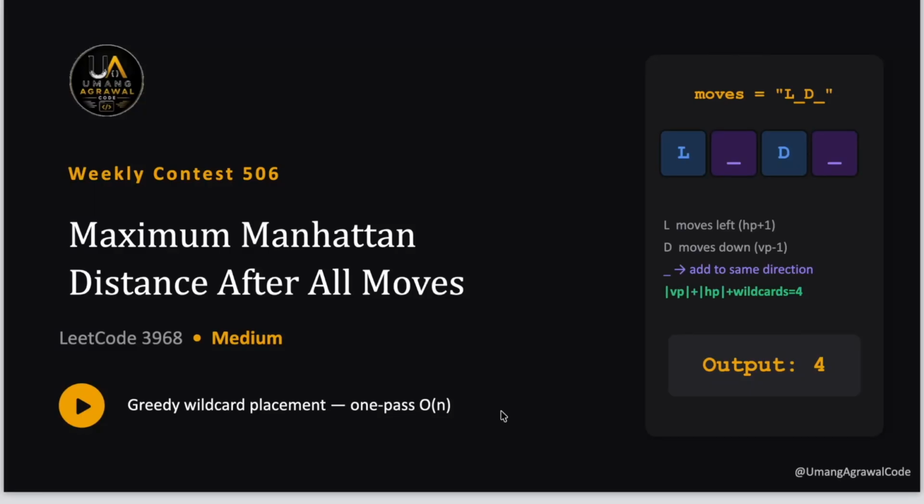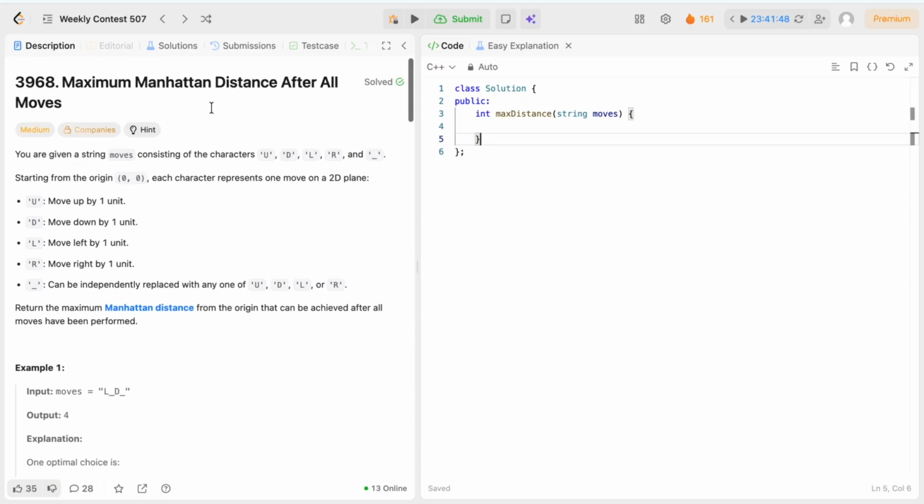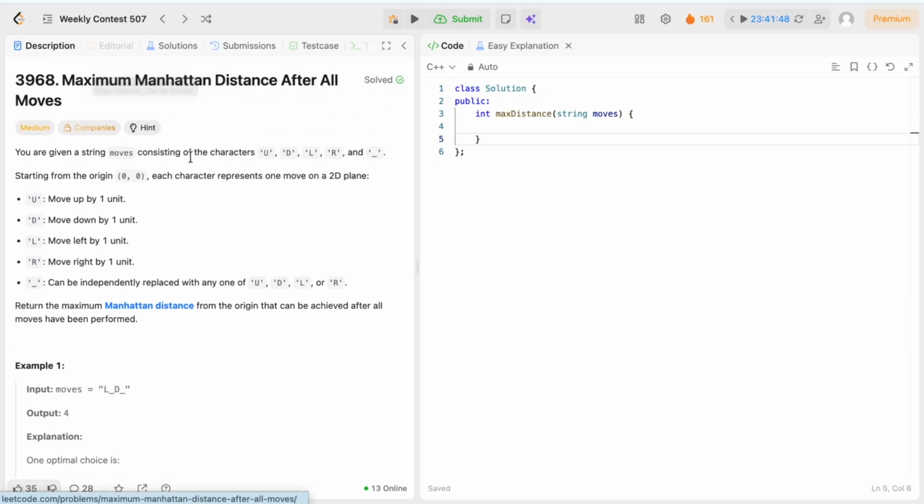Hi guys, this is the first question of weekly contest 506. In this question, we have to find the Manhattan distance possible. We are given a string moves. In moves, we have five types of character: U, D, L, R, and underscore.